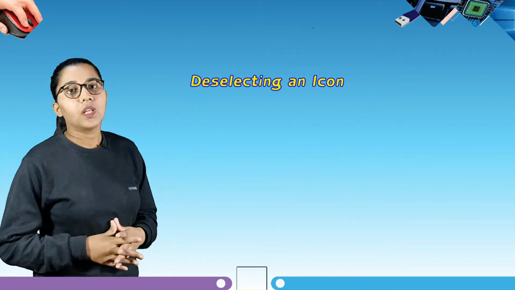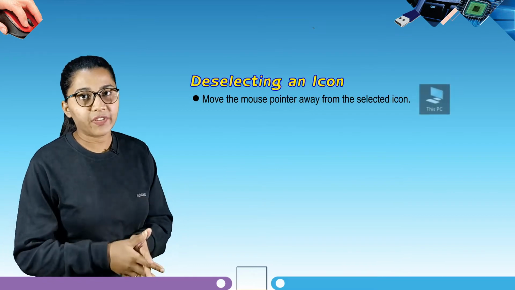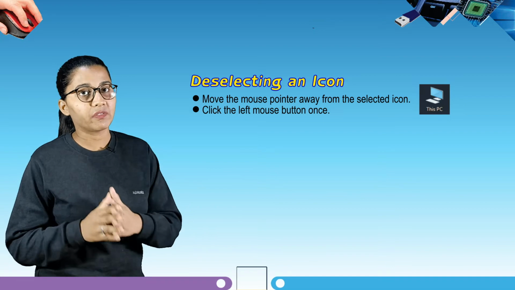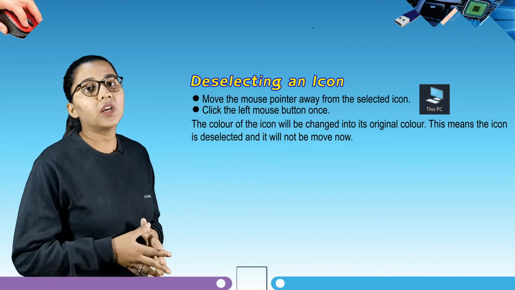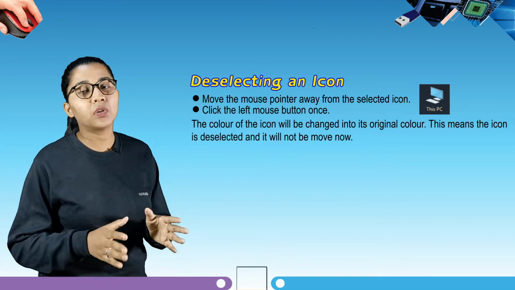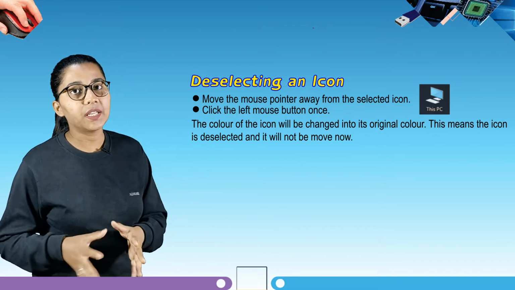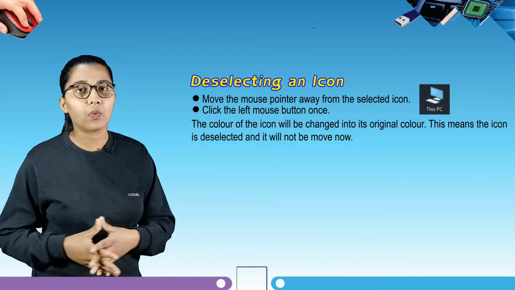Next we have deselecting an icon. Move the mouse pointer away from the selected icon. Click the left mouse button once. The color of the icon will be changed into the original color. This means the icon is deselected and it will not be moved now.